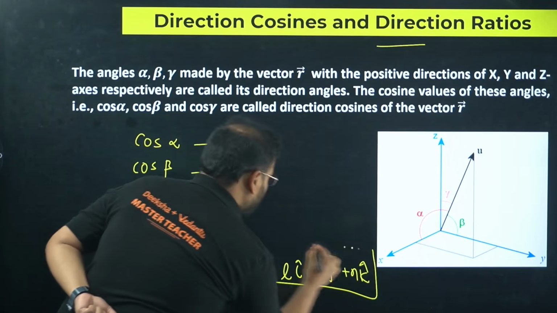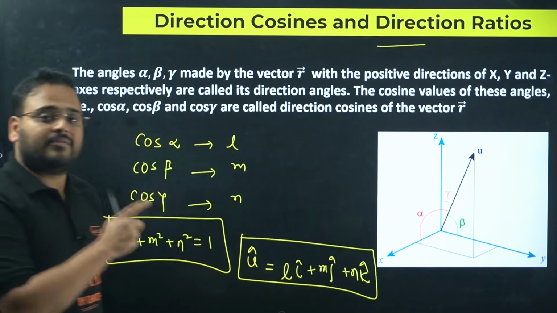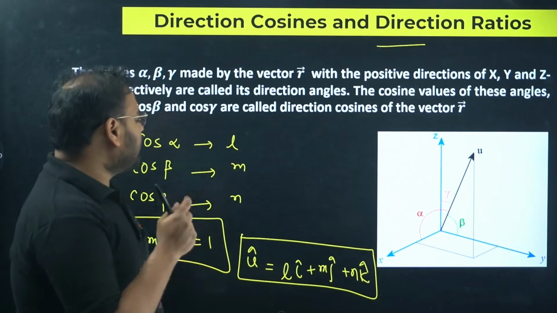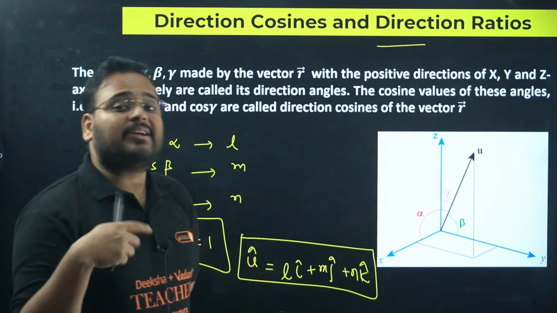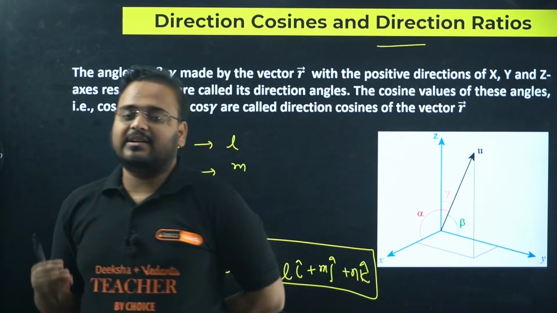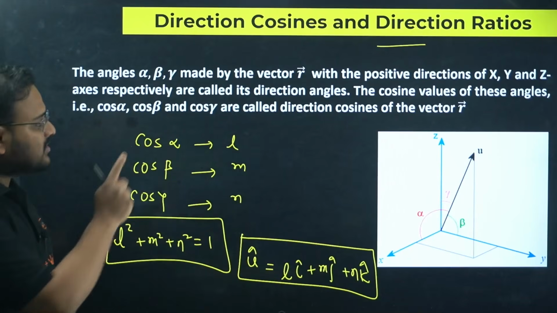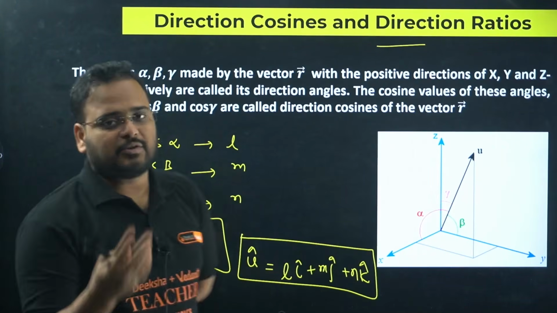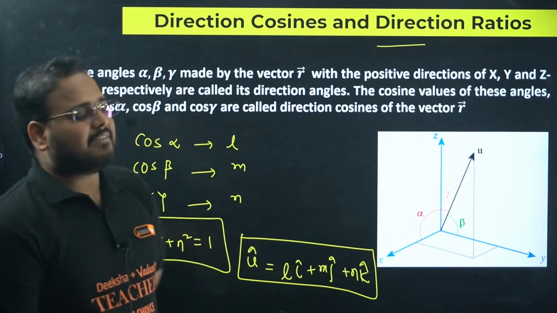U cap means your unit vector along the vector u. If you are using l, m, n to write a vector, it simply represents a unique vector called the unit vector along the given vector u, which of course makes angles alpha, beta, gamma with the x, y, z axes.